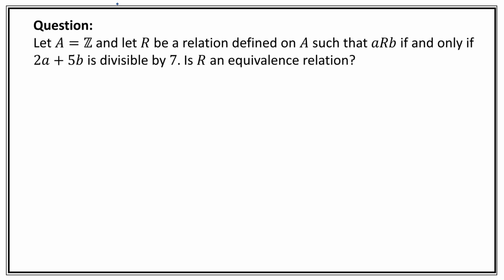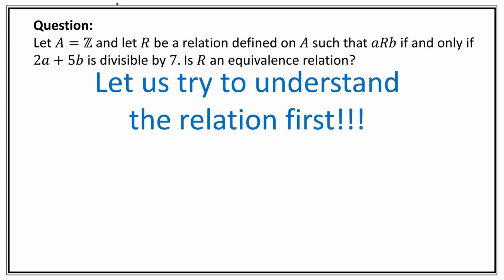Let A be the set of all integers. Let R be a relation defined on A such that a is related to b if and only if 2 times the first element plus 5 times the second element is divisible by 7. Okay, before jumping into the solution, let us try to understand the relation first with the help of some examples.